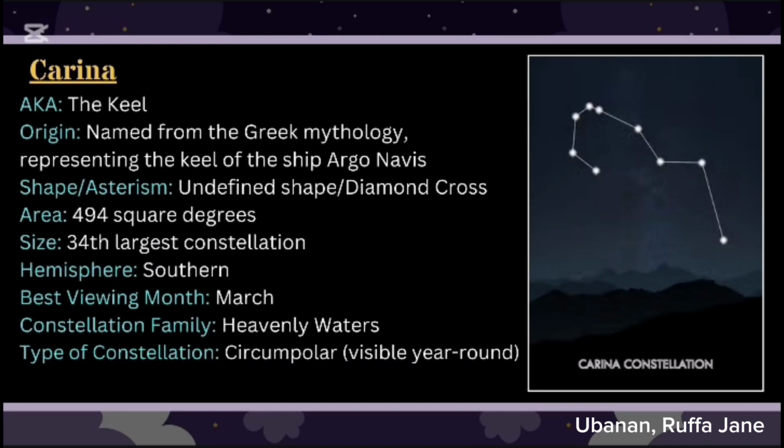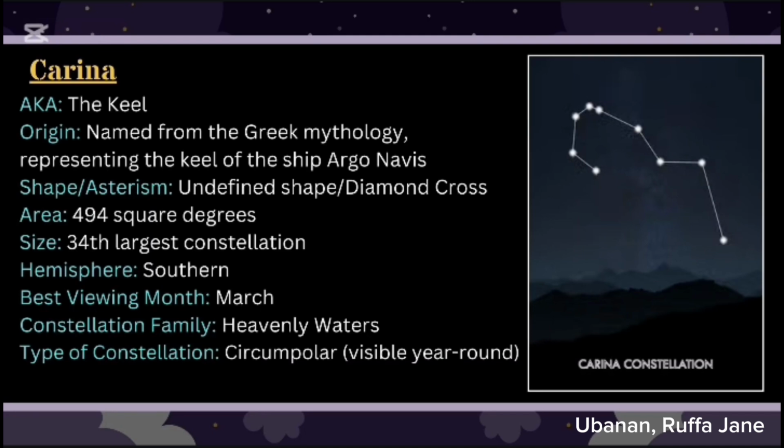It's the 34th largest constellation in the sky, and it's located in the southern hemisphere. The best time to view Carina is during the month of March. It is part of the Heavenly Water constellation family. Carina is a circumpolar constellation, meaning it's visible year-round from the southern hemisphere.